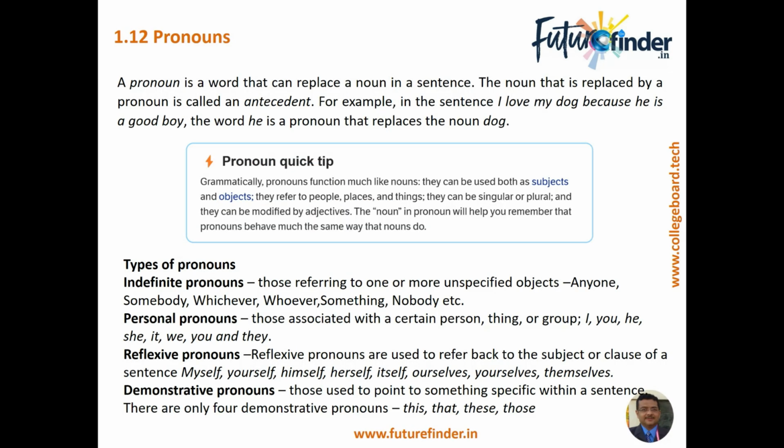So the pronoun, as I have already said, can replace a noun, right? And it replaces the noun which is called the antecedent. This is very important for us to understand because on the SAT we are going to use this word many a times. So a noun is being replaced by the pronoun, and the noun that is being replaced by the pronoun is called the antecedent.